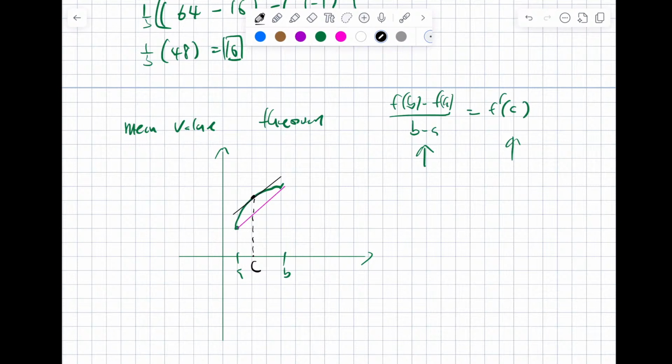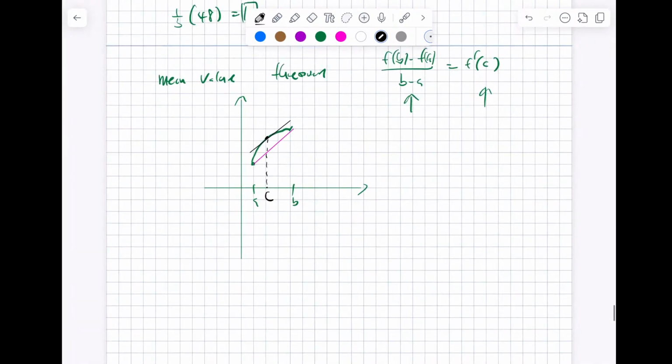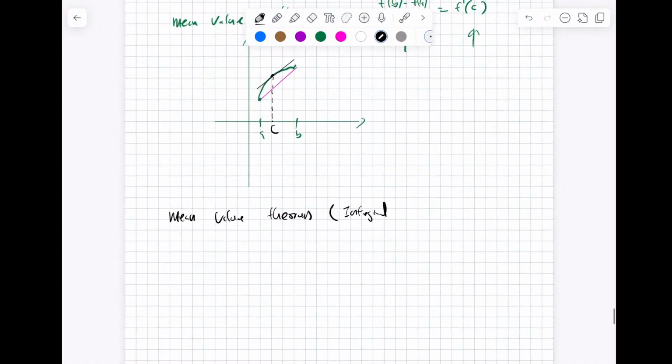There is another one called the mean value theorem for integrals. So what is the mean value theorem for integrals? This is the derivative one, and the mean value theorem for integrals is this: f of c is equal to 1 over b minus a times the integral from a to b of f of x dx. And you'd be like, wait, that's the same thing. This is the average value, right?